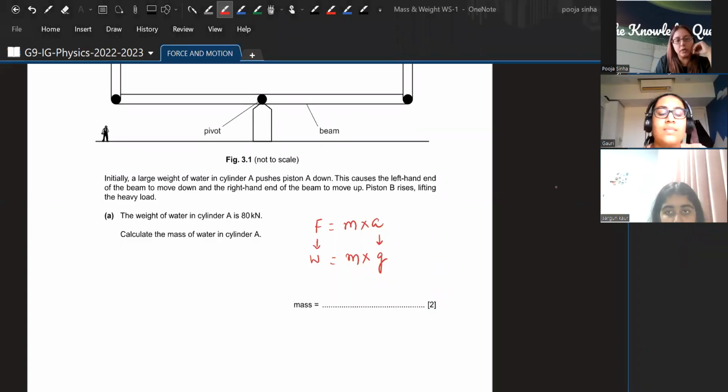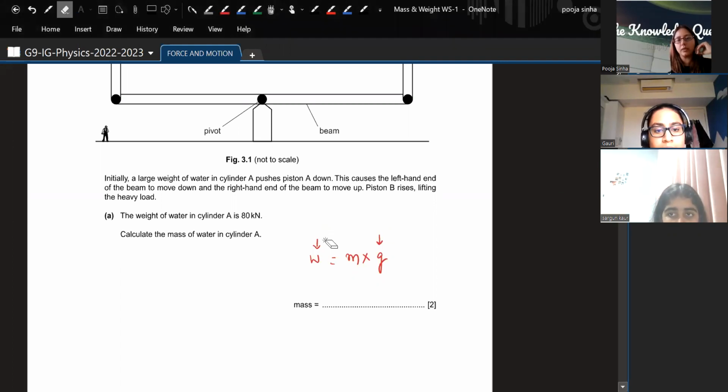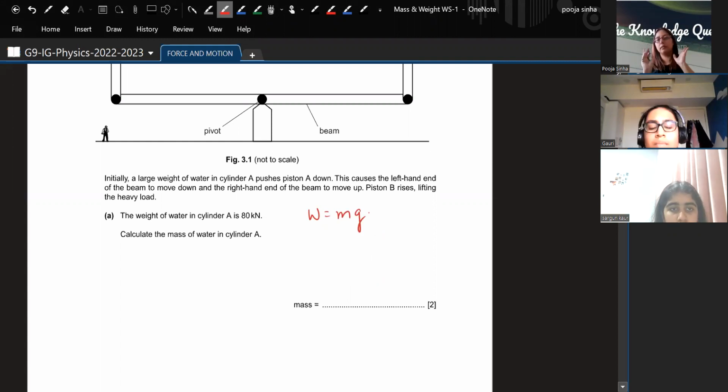80 kilonewton. So this is our formula. So I'll remove this part. What all will we need for the mark scheme? As per the mark scheme, we need to show W is equal to M into G. This will carry some marks.